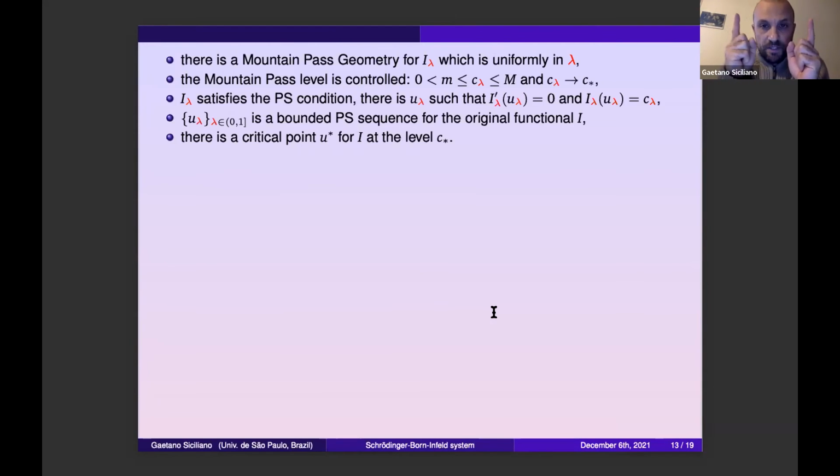Also the critical levels, which depend on lambda, are controlled and they are not going to 0. They converge to some C star. The functional perturbed with the lambda satisfies the Palais-Smale condition. We have solutions which depend on lambda. And this family of solutions, u lambda, actually is a bounded Palais-Smale sequence for the original functional.